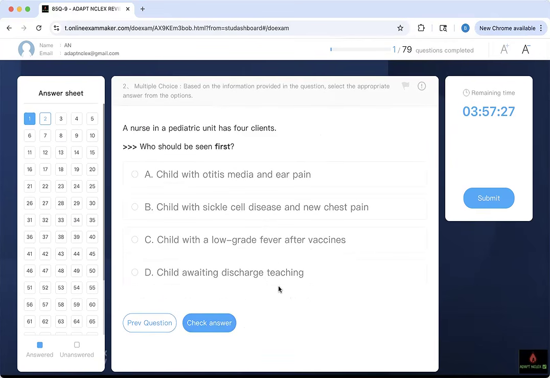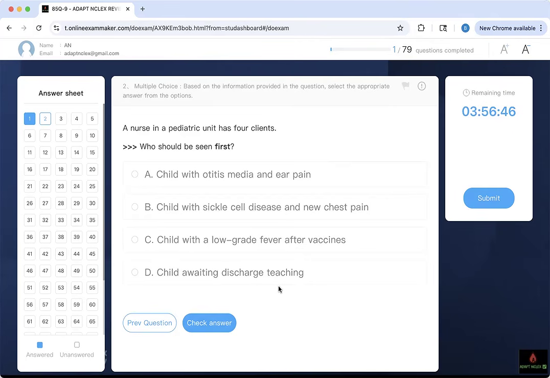Second question, who should be seen first? Same thing. Pediatric unit has 4 clients. What is the problem? One child, otitis media and ear pain. A child with sickle cell disease and new chest pain. A child with low-grade fever after vaccine. A child awaiting discharge teaching. I know you know the right answer. Which one did you pick?